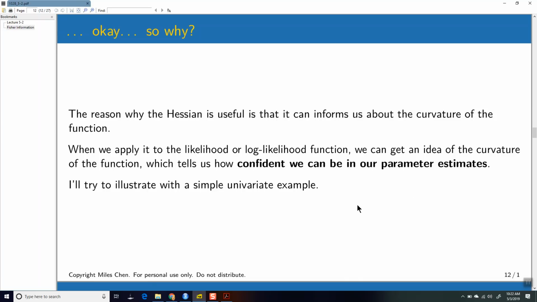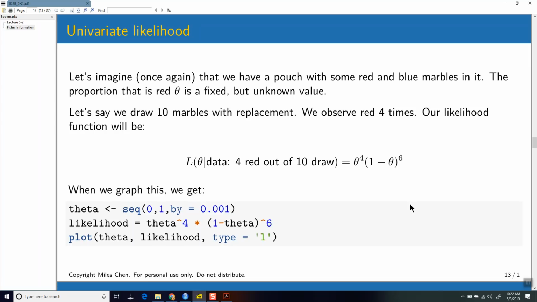So I'm going to start off with a univariate example, and I hope this makes sense, and then we'll try it for the multivariate case. I didn't get to typeset everything at the end, so I'll just talk about it, I guess.